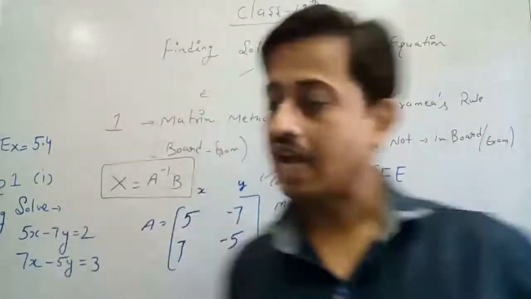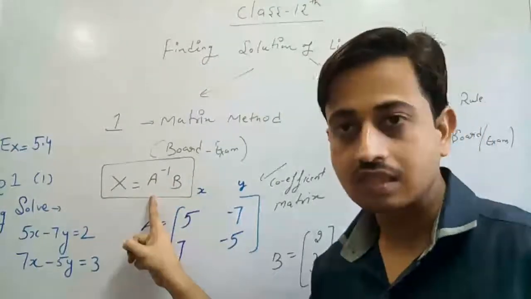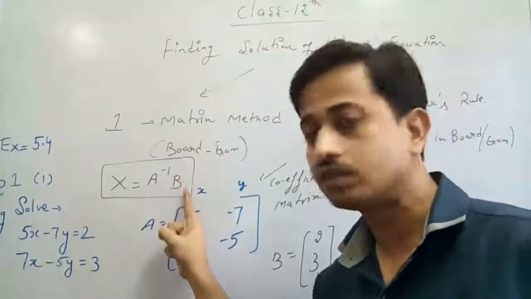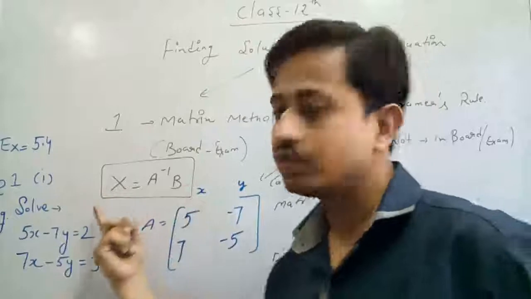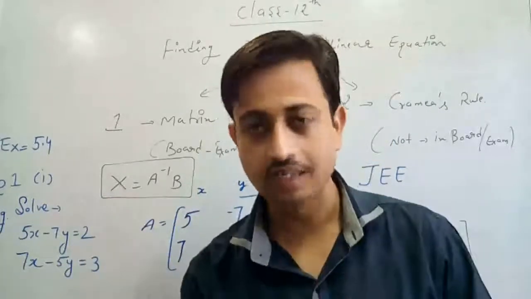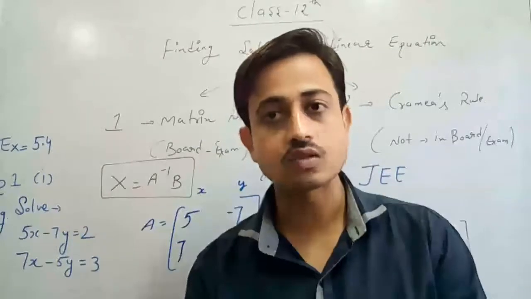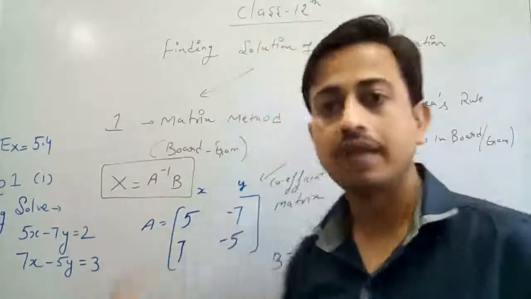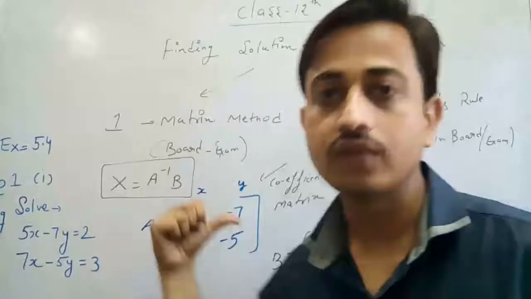Now we have to first find A inverse, then multiply it with B and equate with X to get the values of x and y. How do we get the solution? Please make a note first, then I will solve it.